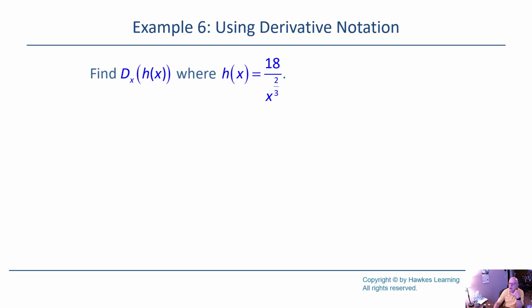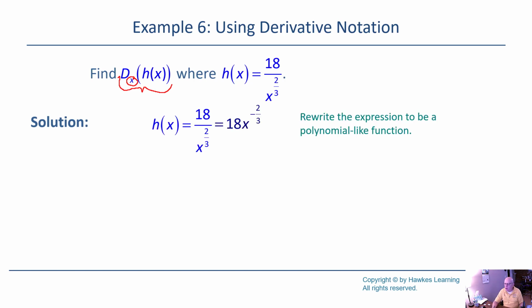Now this is just another way of saying take the derivative of h of x with respect to x. So h of x equals this. You might guess that we're going to move this x to the 2/3 up to the top. So the way we're going to write it is like this. That's the way we can use the power rule. So h prime of x, you'll leave that 18 where it is, but you bring the -2/3 out front and multiply it times the 18. And then subtract 1 from the -2/3.